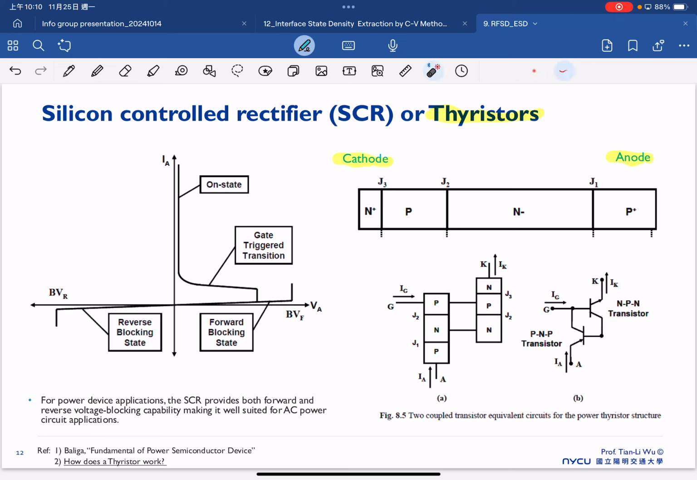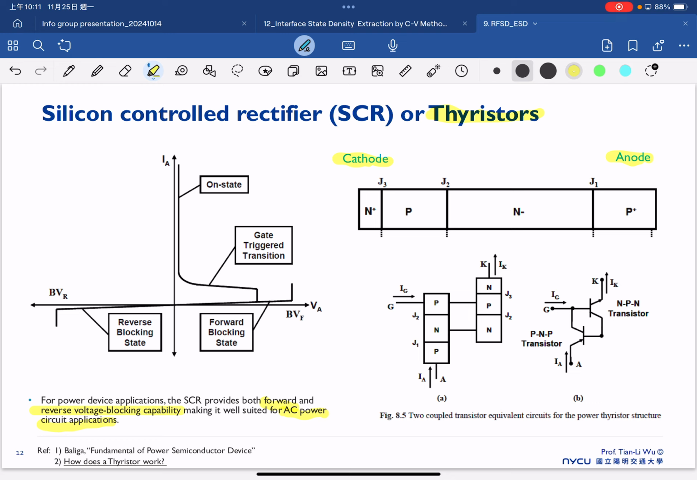This is also a structure with terminals, cathode and anode as well. For power device applications, the SCR provides both forward and reverse voltage blocking capability. That's very suitable for AC power applications. Here we won't talk too much about how this applies to AC power, but it gives you an idea that this PNPN junction is sometimes bad when you look at the ESD event, but sometimes important in another application.